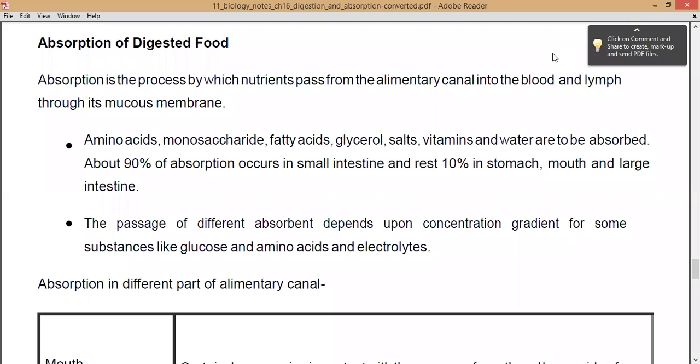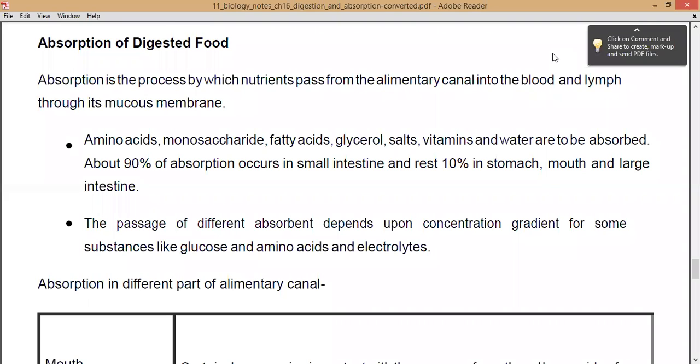Today we are going to see 11th science biology, and we are going to resume chapter 16, that is digestion and absorption. Today we are going to see about the absorption of the digested food. Absorption is the process by which nutrients pass from the alimentary canal into the blood and lymph through its mucous membrane, right? So absorption is the process, right?